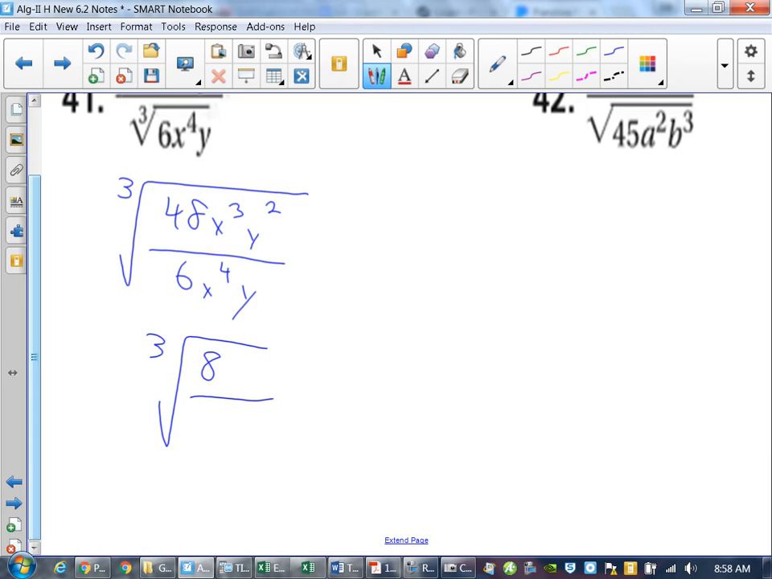In the numerator or denominator? Denominator, good. And now we have x squared and a y. Y in the numerator, good. Now, inside that radical, is there anything I can simplify from a cube root? Yes, 8. So what does this become? 2.